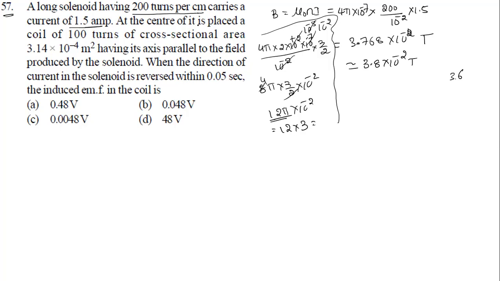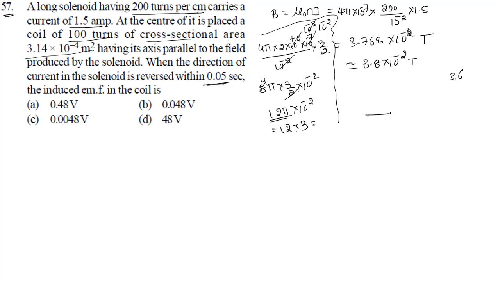Now at the center of it, I placed a coil of 100 turns. Cross section area is how much? Given this much, having an axis parallel to the magnetic field produced by the solenoid. Then they're asking, when the direction of current in the solenoid is reversed, then what will happen in the time t? Induced EMF is how much?